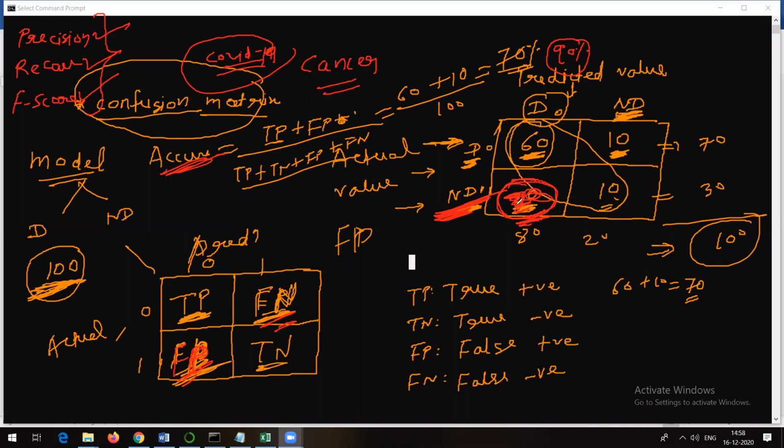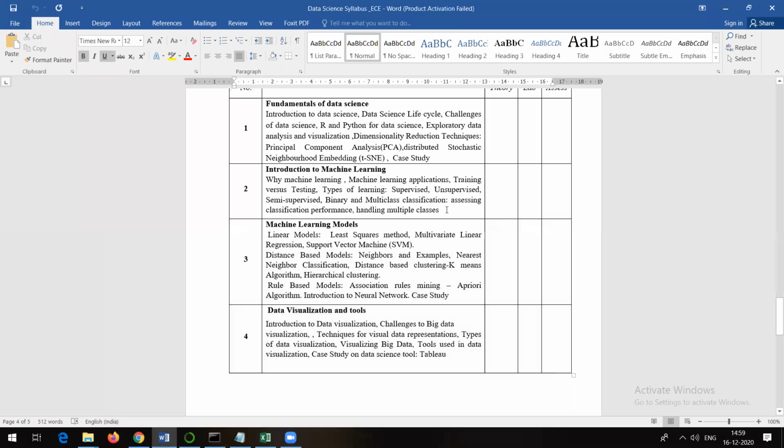So, talking about this particular point, whatever is mentioned in your syllabus, that is assessing classification performance, the confusion matrix is the answer to that. And with the help of the confusion matrix only, you will be able to get other things. Based on the confusion matrix only, you can calculate accuracy.